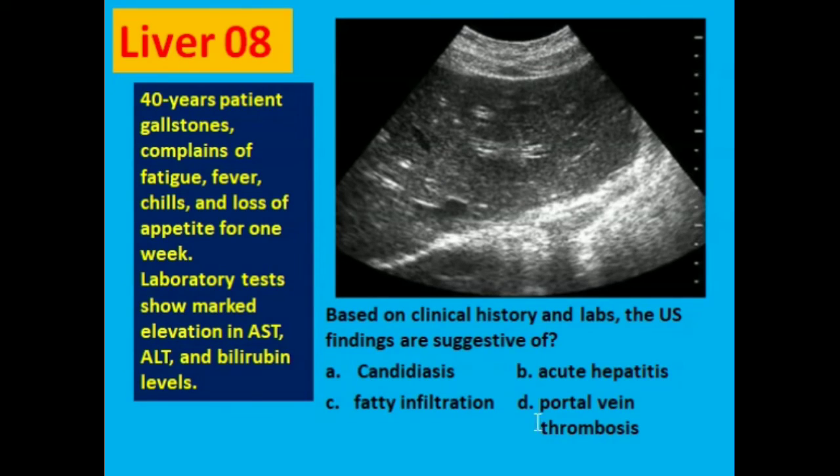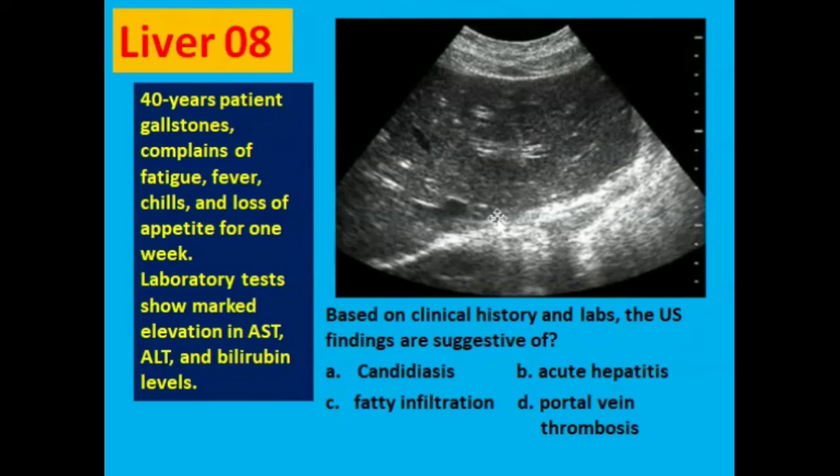Case number 8. This image belongs to a 40-year-old patient with history of gallstones, who complains of fatigue, fever, chills and loss of appetite for 1 week. Laboratory tests showed marked elevation of AST, ALT and bilirubin levels. So based on the clinical findings and the image findings, what is suggested? First of all, candidiasis, acute hepatitis, fatty infiltration, portal vein thrombosis.